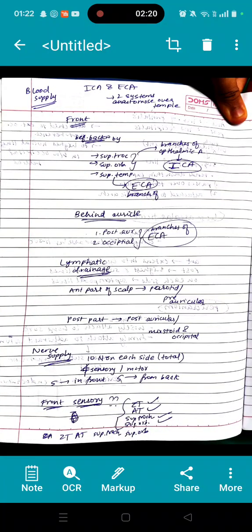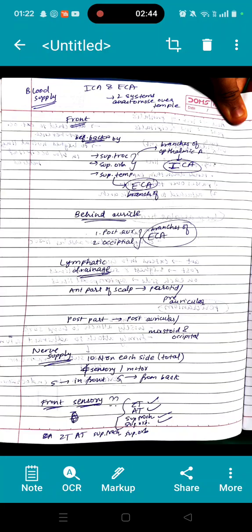Blood supply is from both carotid arteries, internal and external. The two systems anastomose over the temple. In front, it is supplied by supratrochlear, supraorbital, and superficial temporal arteries. Supratrochlear and supraorbital are branches of the ophthalmic artery, which is in turn a branch of the internal carotid, and superficial temporal is from the external carotid.